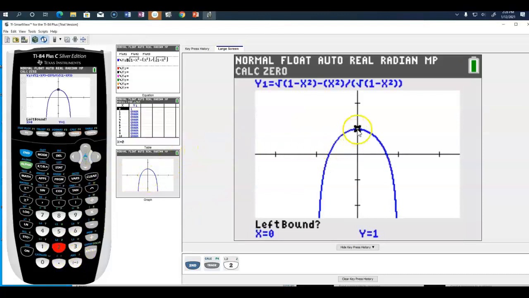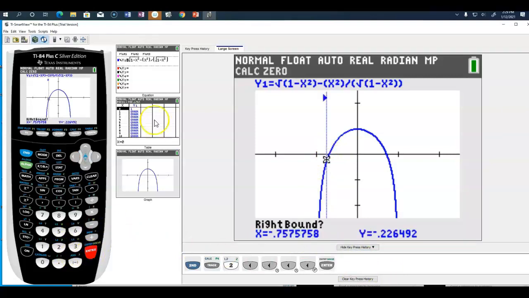Now, as soon as you do that, you're going to see a cursor blinking here, and you're going to see left bound. Let's say I wanted to find out what this 0 is right here, where it's touching that x-axis right there. I want to move my cursor to the left of that dot, so I'm going to slide it over. I unfortunately have to push the left arrow button a billion times. But now I've got my cursor to the left of that root, and then I'm going to go ahead and push enter.